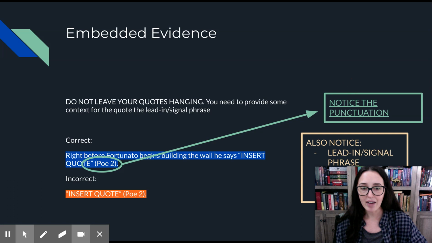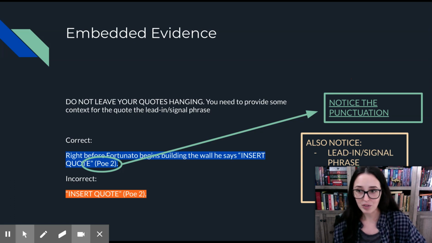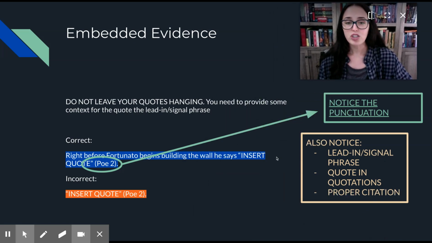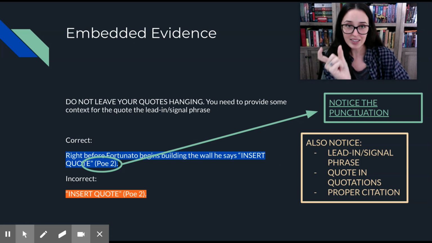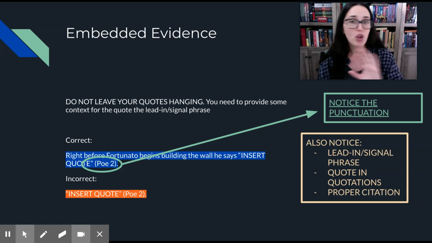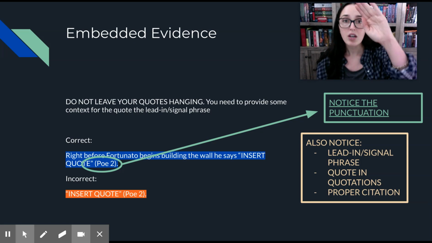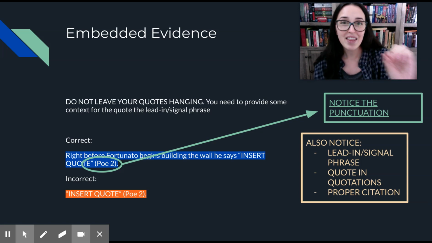You have to have a lead-in or signal phrase. You have to have quotation marks. I'm gonna move the screen right here. And you have to have the proper citation. So it's a parenthesis. It has the author's last name with no comma and the page number. So page number 2, closing parentheses, and then the period.